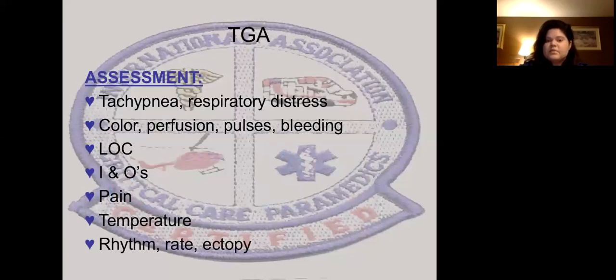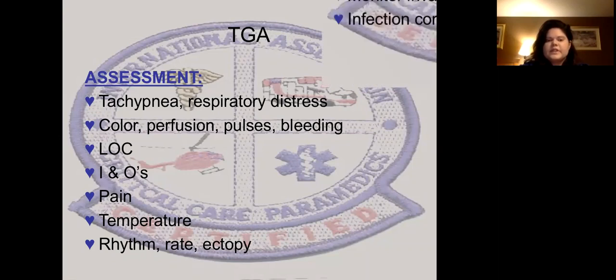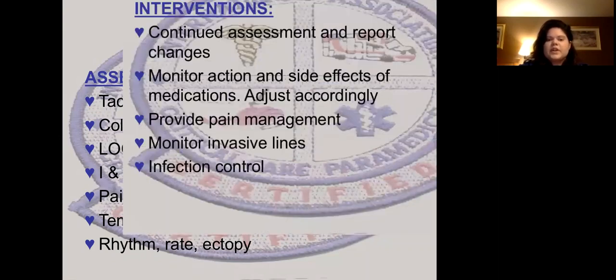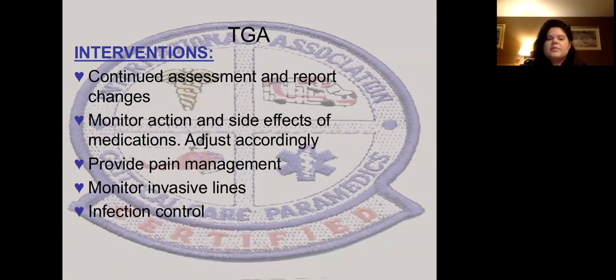Again, same typical assessment. You're going to watch their respiratory effort and rate, and then cardiovascular rhythm, rate, and any active beat, any LOC. You also want to watch the temperature in these kids, just to make sure that they aren't getting more sick, especially after surgery, because this is typically found early on. So they go to surgery fairly quickly. So infection would be a huge factor for these kids. In your assessments, monitor action and side effects of any medication, infection control, and monitor invasive lines.